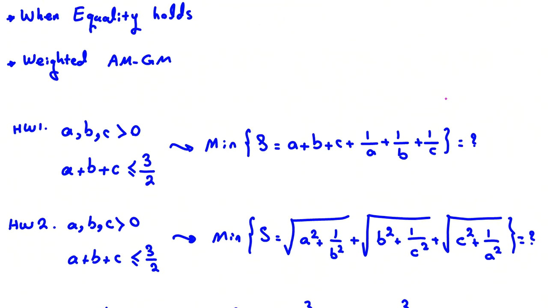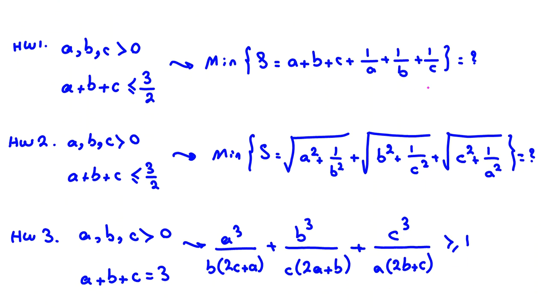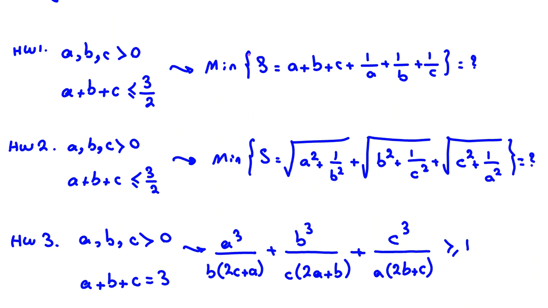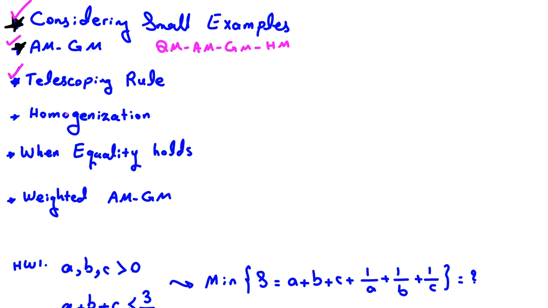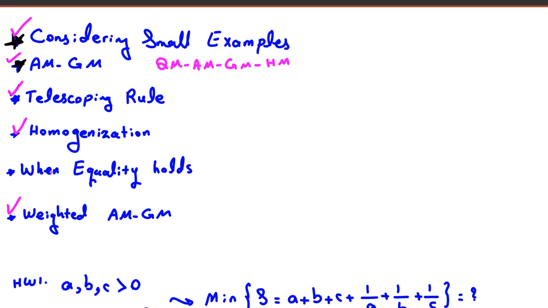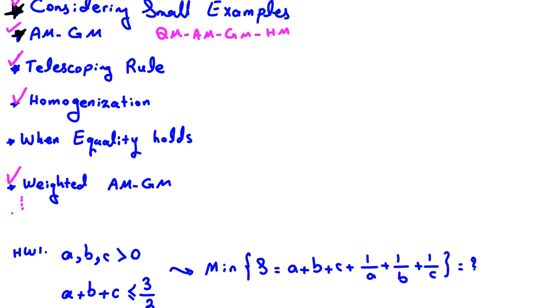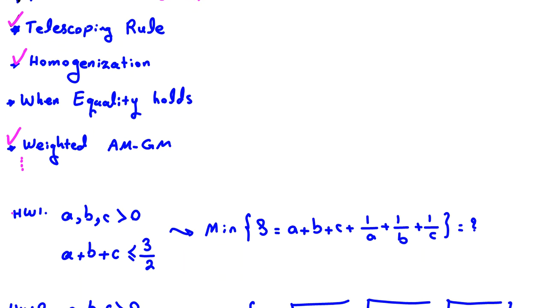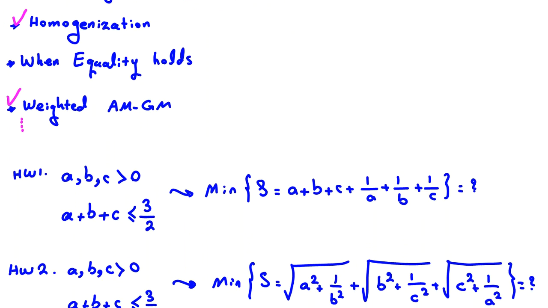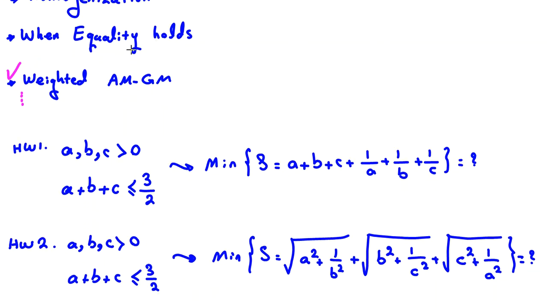Also, let me tell you for this part, what should we do? I will solve one of them for you to learn this topic. This topic is, I told you, homogenization, weighted AM-GM, and only one idea was left: when equality holds. We have also other ideas. This part, when equality holds, is very, very important and useful. Why?